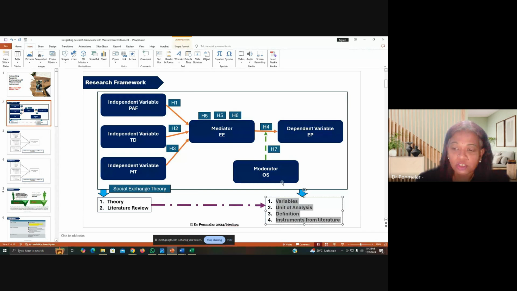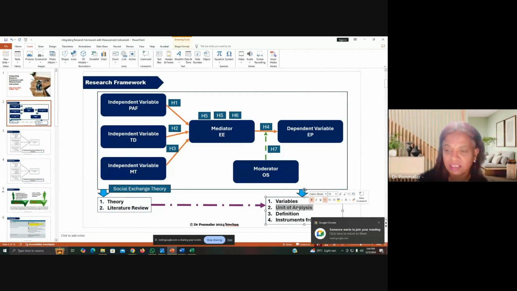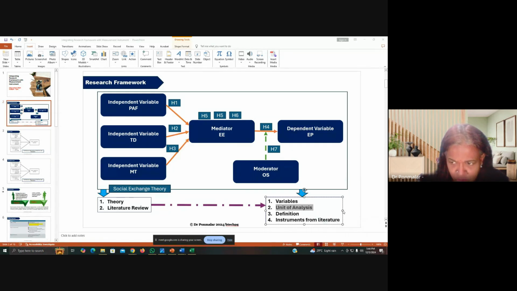Okay. So what are the things that you have to look into? First is your variables. What kind of variables do we have? Second, we have the unit of analysis. You will hear unit of analysis in which chapter? Chapter 3. So until chapter 3, you don't have this unit of analysis. We have two types of unit of analysis. What are the units of analysis?